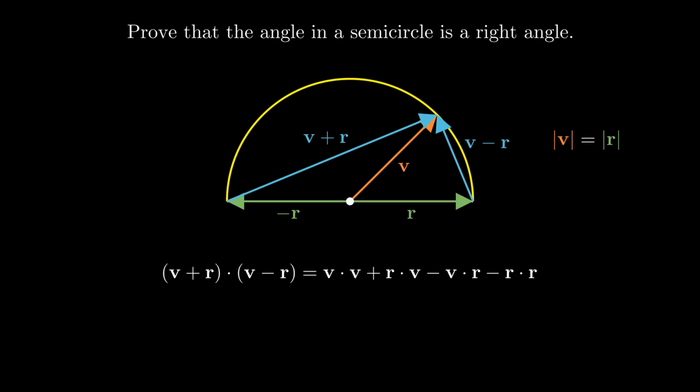Now, v dot v would just be the length of v squared. r dot v is the same as v dot r, so they would just cancel. And r dot r would just be the length of r squared. Okay, so what we have is the length of v squared minus the length of r squared. But we know that v and r are the same length since it's both the radius of the circle, so that means this must be 0. And so if those two vectors have a 0 dot product, then they must be perpendicular, so we're done.